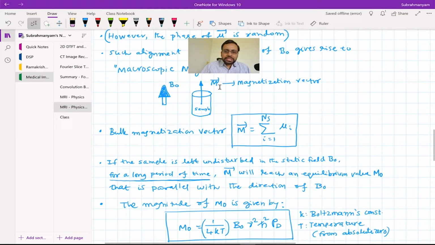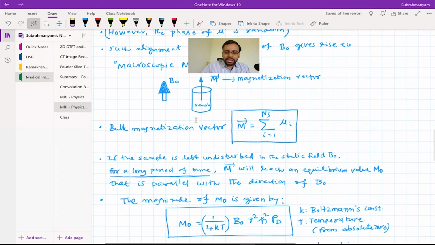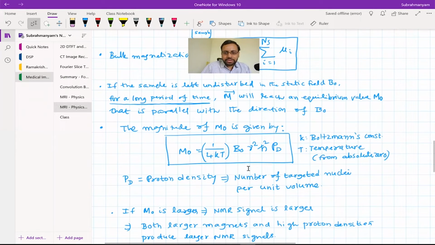And the stabilized version, or the steady state version, if you look at it in terms of transient currents and steady state currents or voltages, in similar terminology, the steady state magnetic field that you observe for an applied B naught is given by this: 1 by 4 times kT, multiplied with B naught gamma squared h-bar squared and PD.